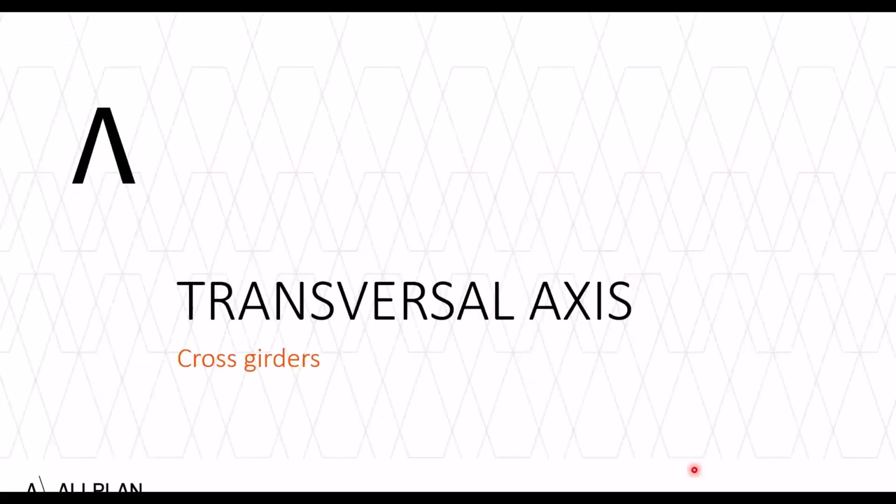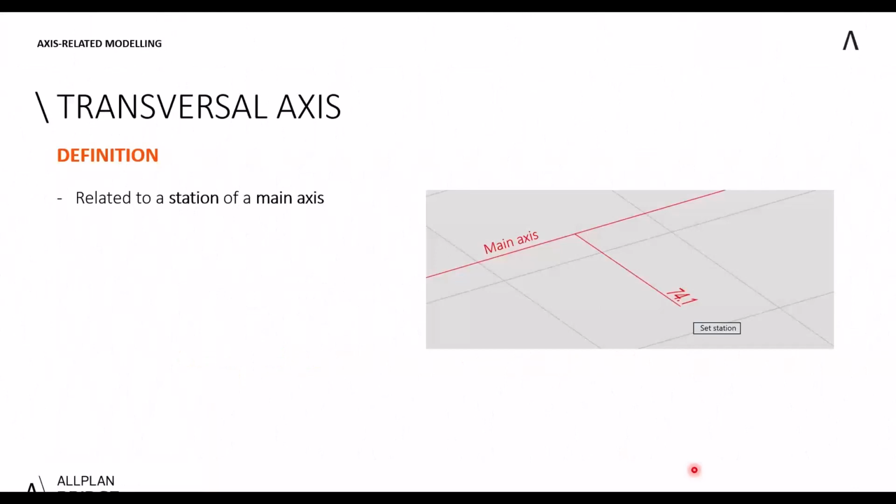The next axis type is the transversal axis. This is suitable for all parts that are orthogonal or transversal to the main structure. So it's mainly used for cross girders, but you can also use it for pile caps or pier heads or whatever is suitable. And also this is a special type that is always related to a main axis.